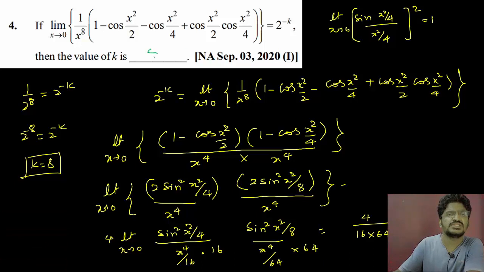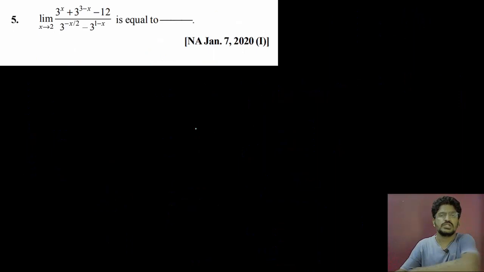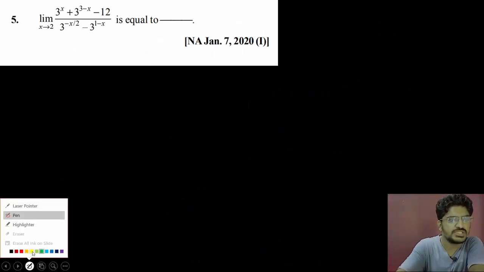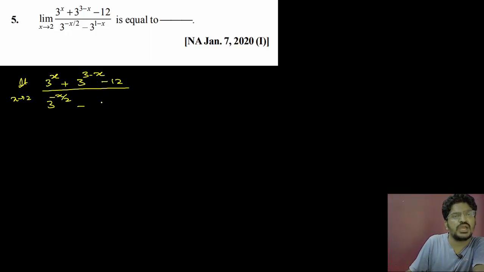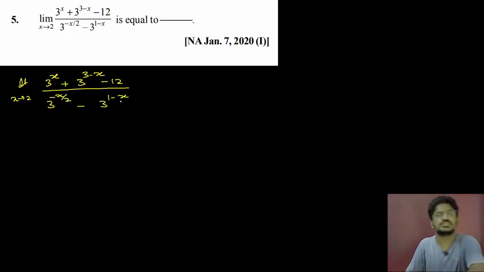Therefore k is 8. Okay, this is the right answer. Clear? Okay students, so now we can go for problem number 5, that is limit x tending to 2, (3 to the power of x plus 3 to the power of 3 minus x minus 12) divided by (3 to the power of minus x by 2 minus 3 to the power of 1 minus x). Okay, so now we have to simplify this.